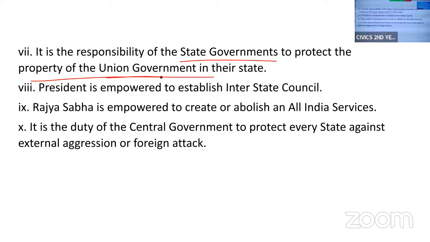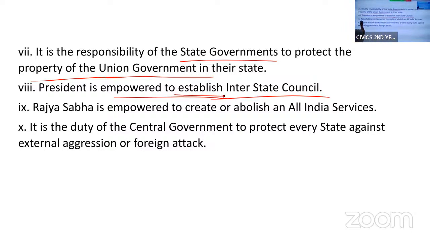It is the responsibility of the state government to provide protection to the property of the union government. Then the president is empowered to establish an interstate council. So what is this interstate council? See, the interstate council is established to resolve the disagreements, disputes or conflicts among the states. Okay, so the president can establish this interstate council.